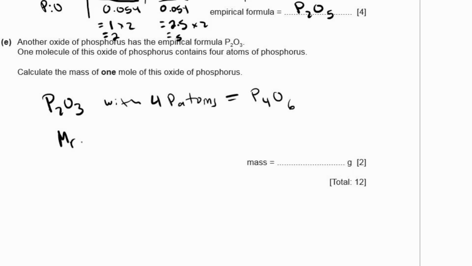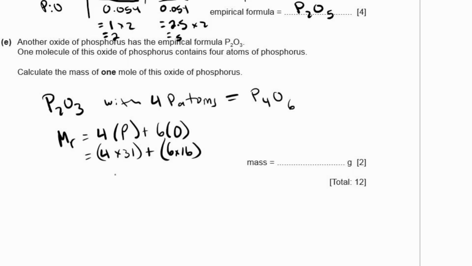So the relative molecular mass equals 4 times the mass of phosphorus plus 6 times the mass of oxygen. Okay, so that's 4 times 31 plus 6 times 16, which equals 220 grams. Okay, so the mass is 220, and grams is already given to you. All right, good.